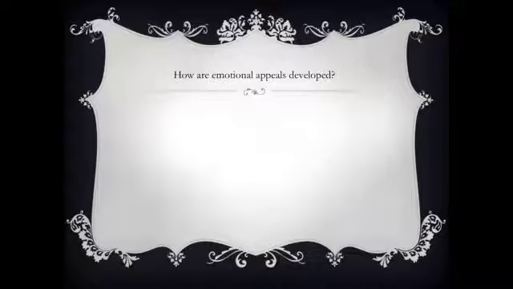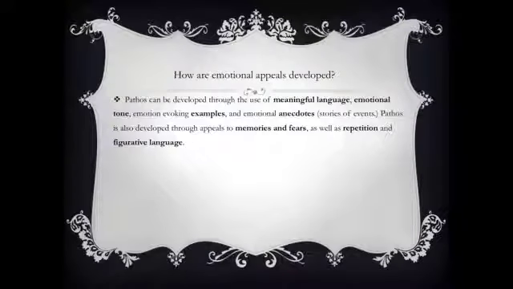So how are emotional appeals developed in an argument? Well, pathos can be developed through the use of what we call meaningful language, an emotional tone, emotion-evoking examples, and emotional anecdotes. An anecdote is just another word for a story. So pathos is also developed through appeals to memories and fears, as well as repetition. Repetition, you'd be surprised the effect that repeating something can have on the emotions. And also even figurative language can be a form of pathos.